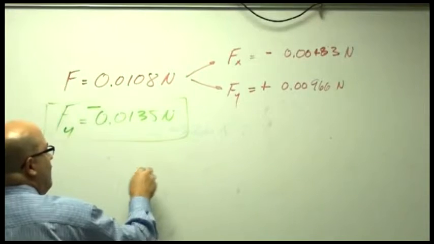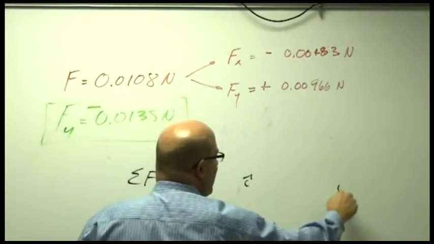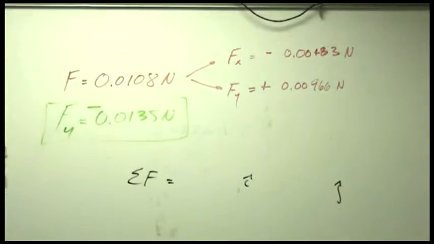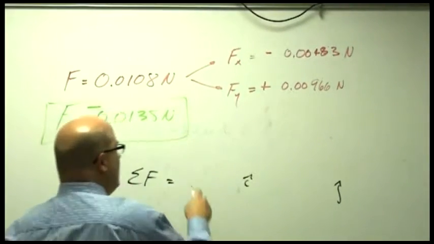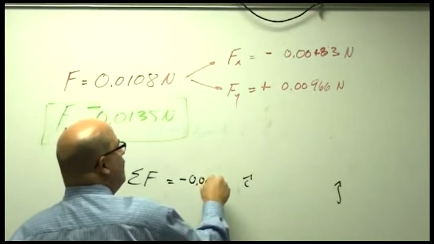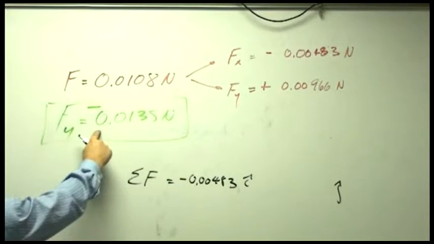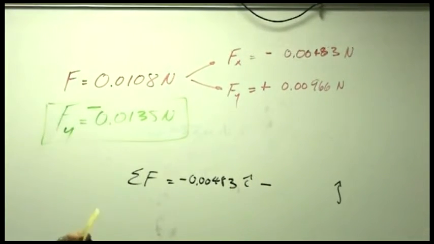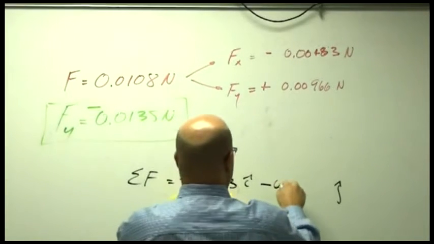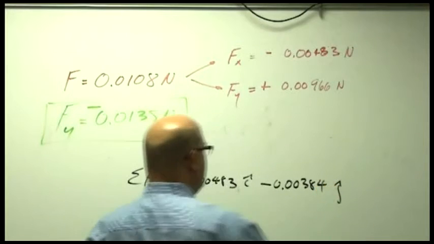All right. The sum of the forces will be in the I direction and the J direction. What do we get in the I direction? That's X, that's Y. So X is just going to be negative 0.00483. In the Y direction, we're going to end up with also a negative, negative 0.0384-ish. Is that right?